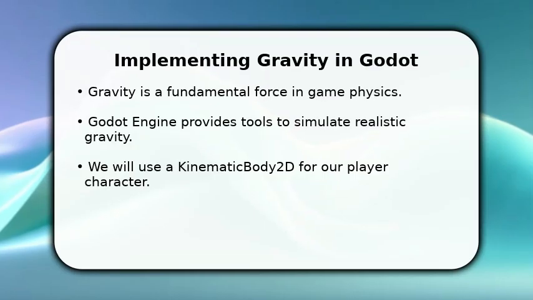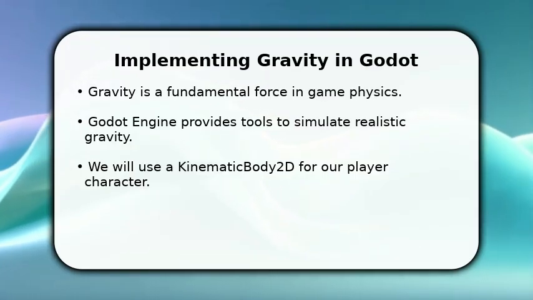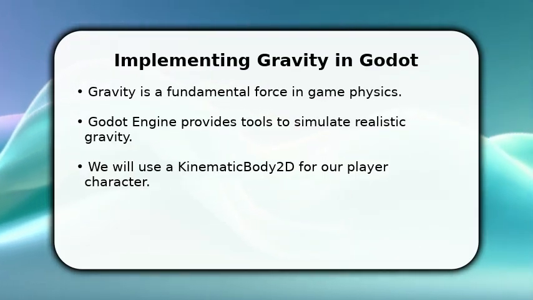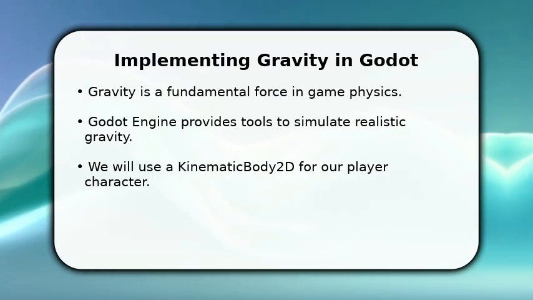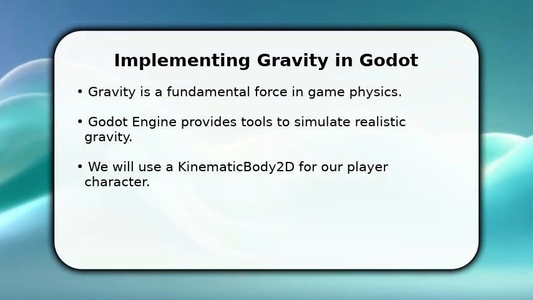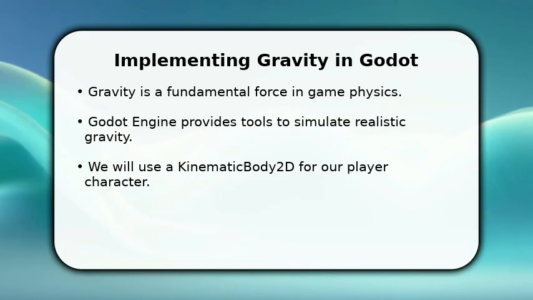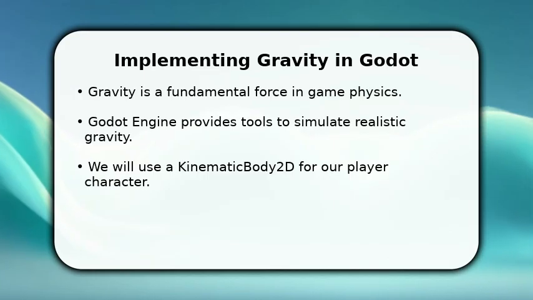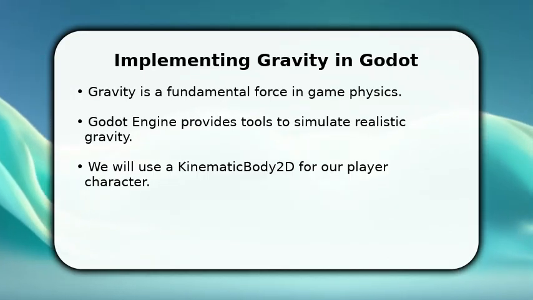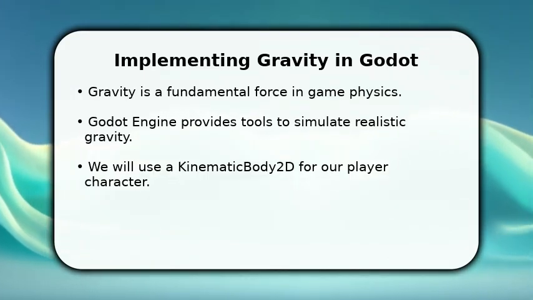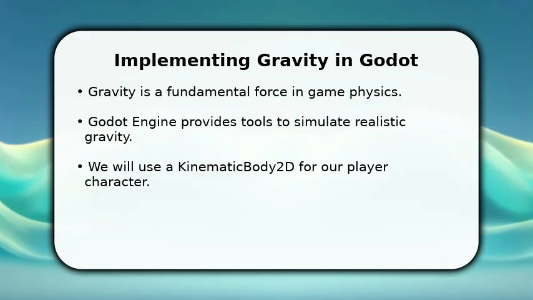In this video, I will explain how to make gravity in Godot. First, we will set up our player scene using a kinematic body 2D node, which is perfect for character movement controlled by code. Then, we'll define a gravity vector to simulate the downward pull. This approach gives you precise control over how your character interacts with the game world, making your game feel more dynamic and responsive. Let's dive in and get started.